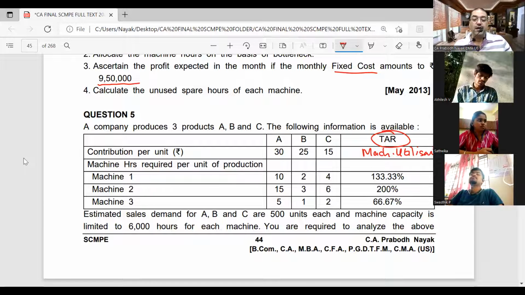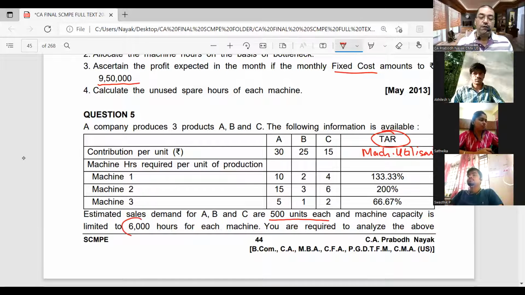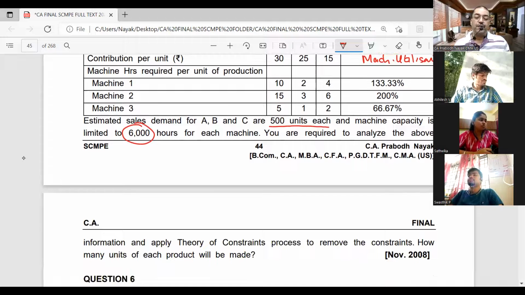Estimated sales demand for A, B, and C is 500 units each. In the earlier question machine capacity was 200 units each, here it is 500 units each. Machine capacity is limited to 6,000 hours for each machine. You are required to analyze the above information and apply the theory of constraints process to remove the constraints. How many units of each product will be made? So the question is limited to a part of question 4.